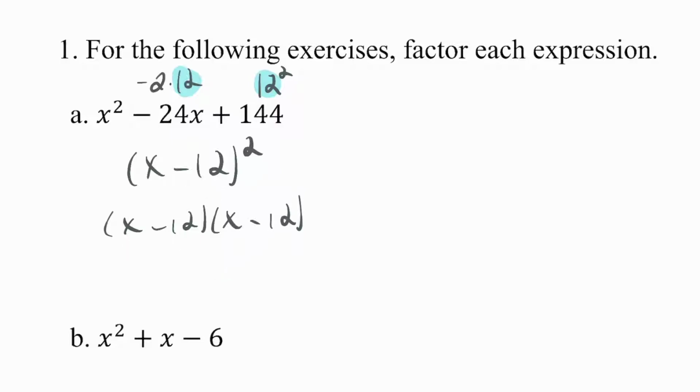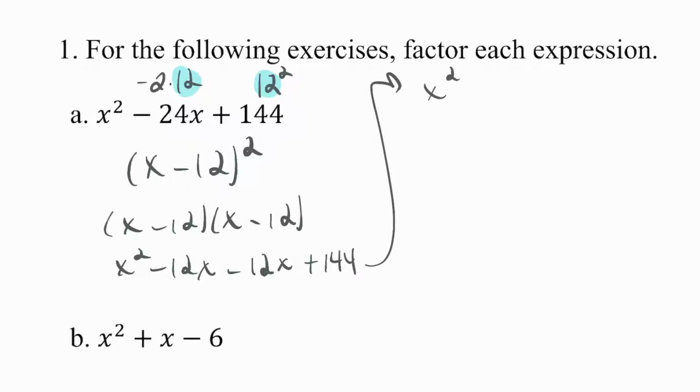So if I do that, first, x times x is x squared, outer, so negative 12x, and then inner, negative 12x, and then last, negative 12 times negative 12 is plus 144. And when I combine like terms, of course I get, and in fact, I'm going to run out of room, so I'll do it up here, x squared minus 24x plus 144, which is what I started with. So that worked.